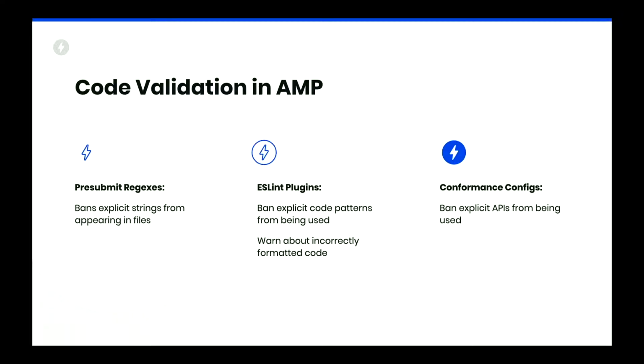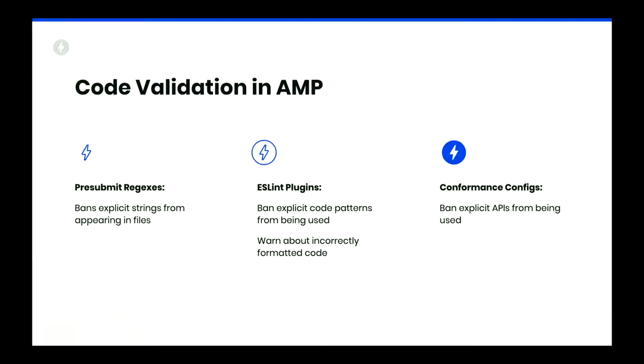AMP has 3 different ways to do this so far. Originally, we had presubmit checks, presubmit regexes. These are our heavy-handed approach. They're looking for explicit text inside of the JavaScript file. And if they find that text, they're going to throw an error. But these aren't very precise. It has no understanding of what the code is. It's just literally looking for text. It doesn't understand if it's a comment. It doesn't understand if it's a variable name. It doesn't understand if it's a method call. It just looks for text.